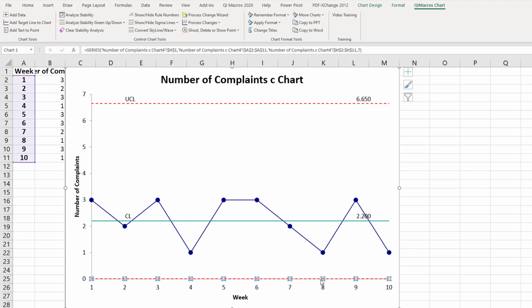Our lower control limit was negative, but complaints cannot be negative. It will start from 0, then 1, which means 1 complaint, 2 complaints, 3 complaints. So it starts from 0. And this is our 2.2, which is our central line.